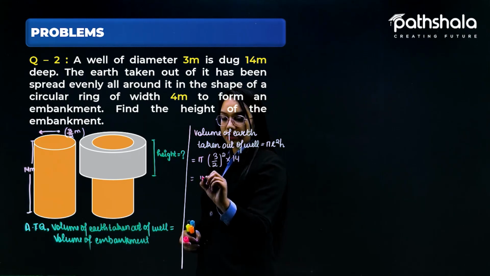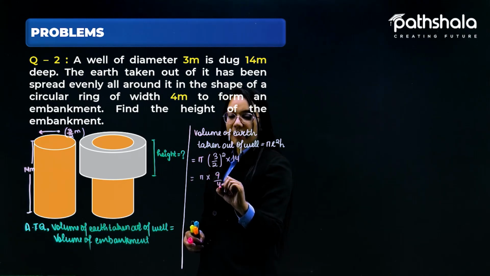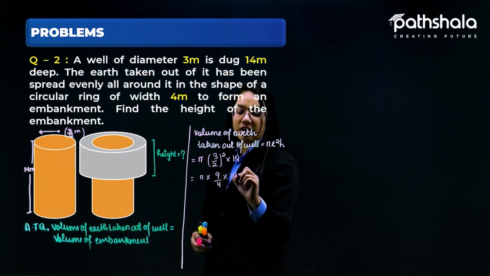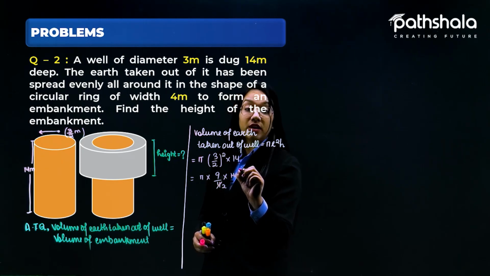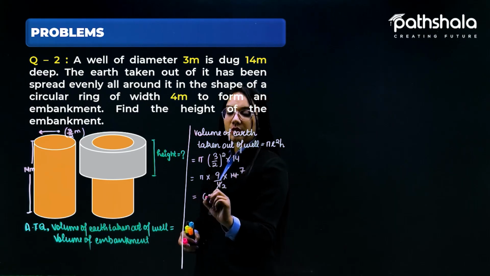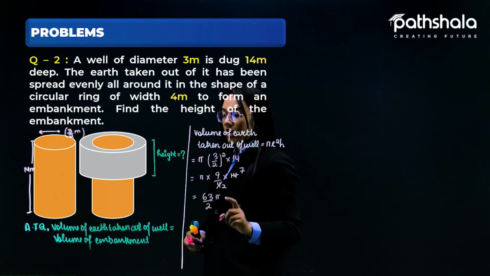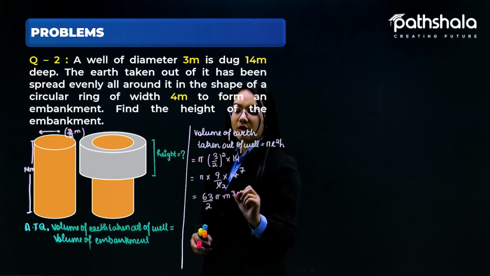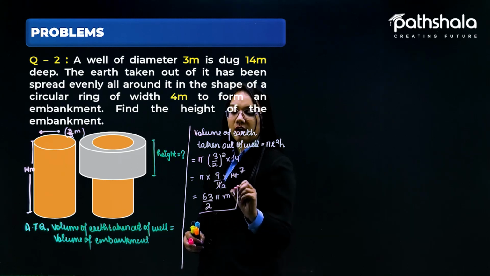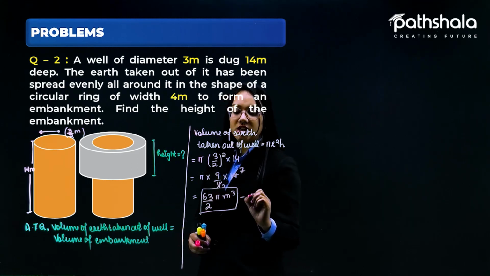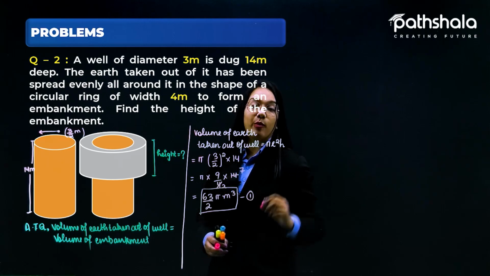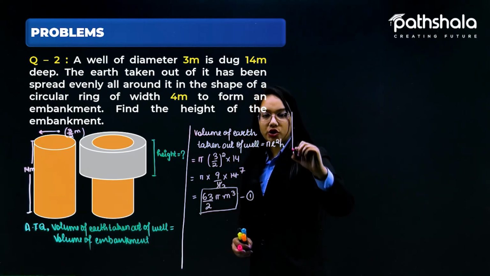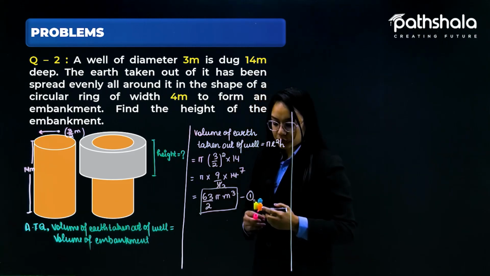So let's sort it out. This is pi into 9 by 4, and further we have 14. So 2 into 2 is 4, 2, and further we have 7 for 14. So this is 63 pi by 2. The units are given to us as meters, so this is meter cube. So the volume of the earth that was taken out of the well is 63 pi by 2 meter cube. Let me call this equation 1. Now let's move on further.